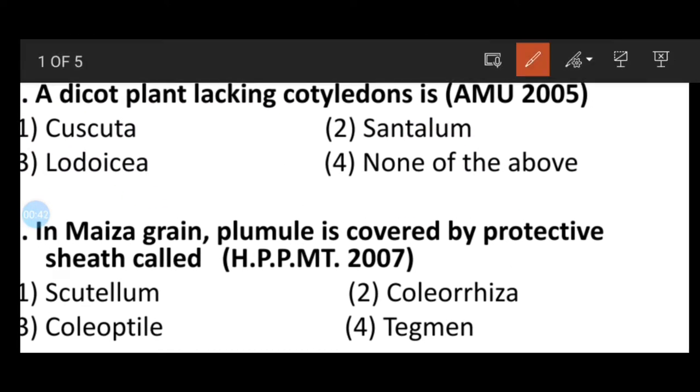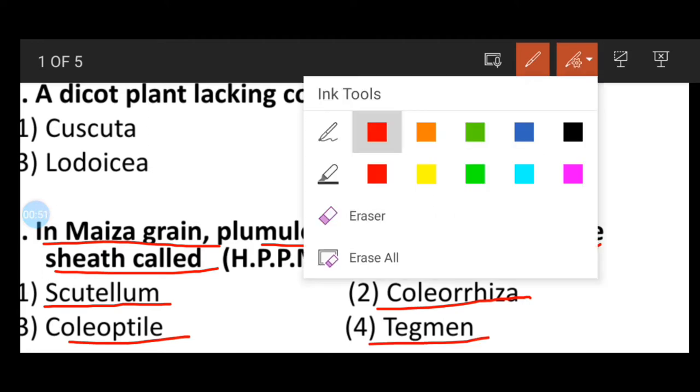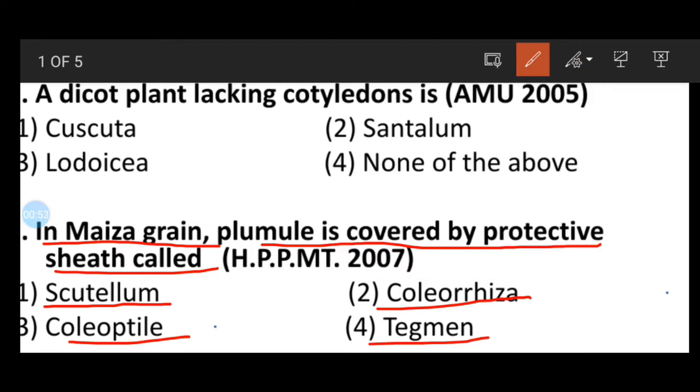Question number 3. In maize grain, plumule is covered by the protective sheath called: option number 1 is cotyledon, second is the coleorhiza, third is the coleoptile, fourth is the tegmen. So here the correct answer will be the coleoptile. This is the correct answer.